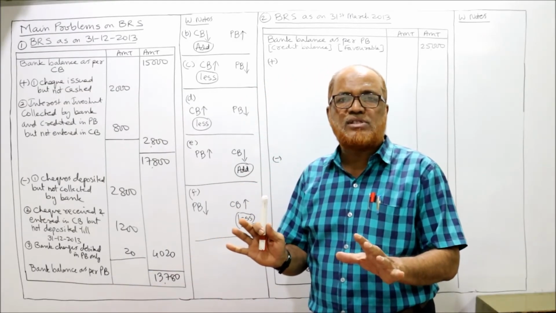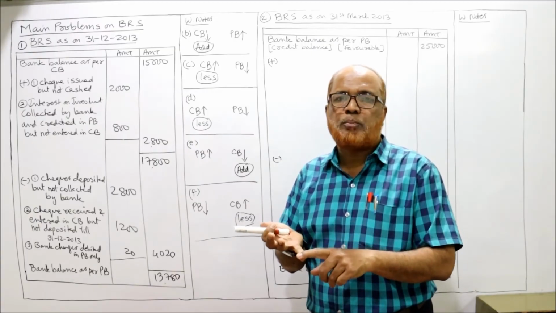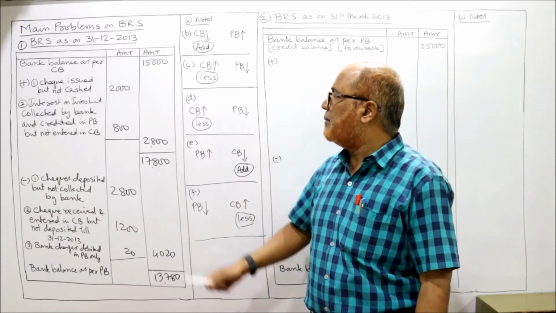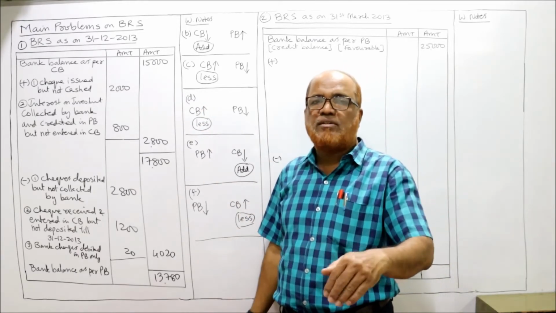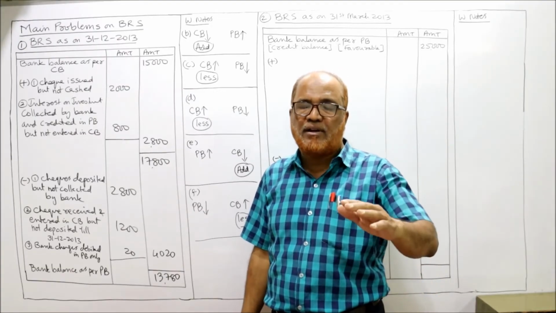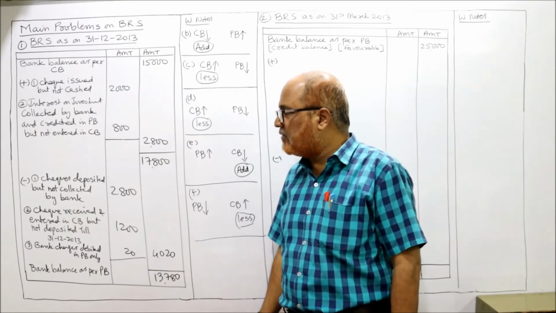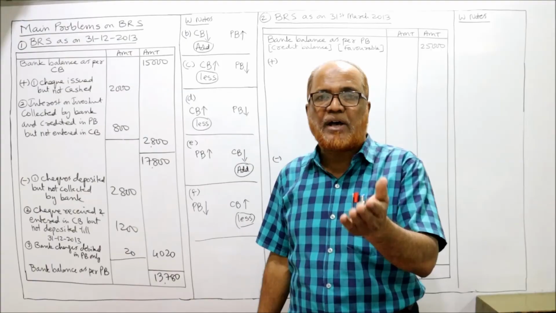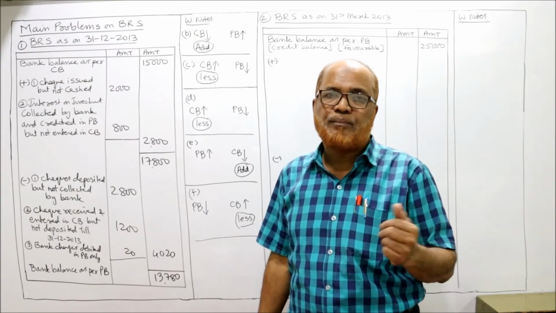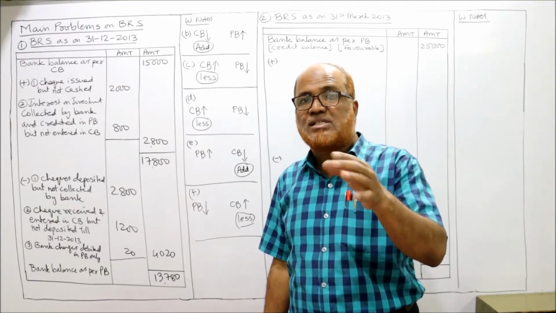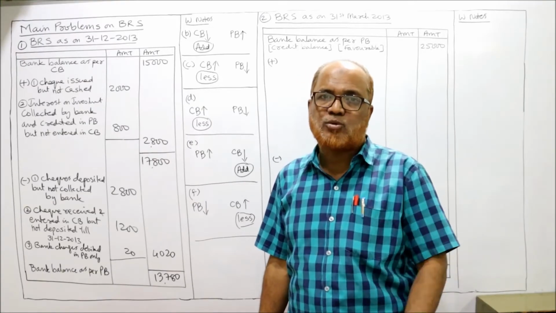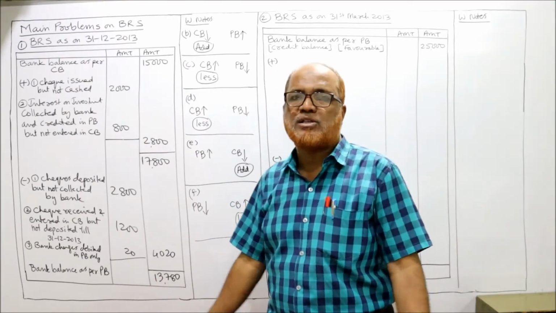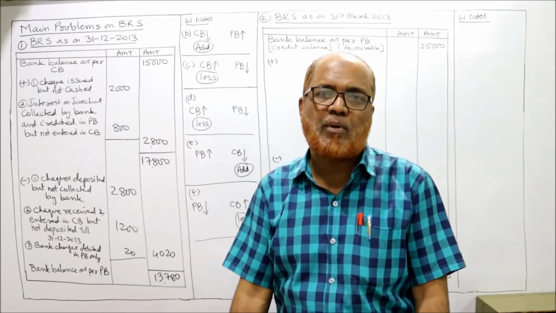So in this problem, what you have seen: some checks are issued but not presented for payment; checks deposited but not collected by the banker. Similarly, one check was received and entered in the cash book, but it was credited in the bank in the next month, January. Interest on investment collected by the banker and credited in the passbook increased the passbook balance but was not recorded in the cash book. Similarly, bank charges were debited in the passbook but not entered in the cash book. So these are the adjustments we have made, and we came to the conclusion: bank balance as per passbook. That's it. This is the very first main problem on BRS.